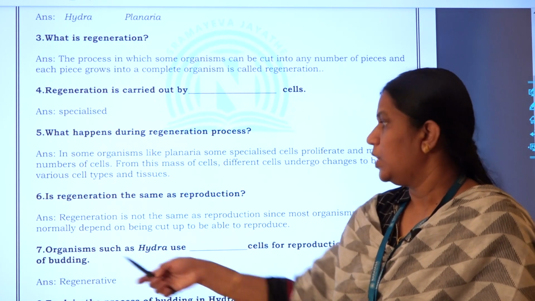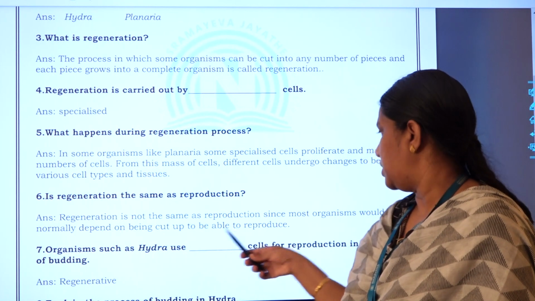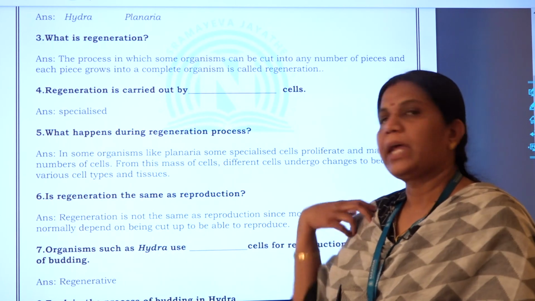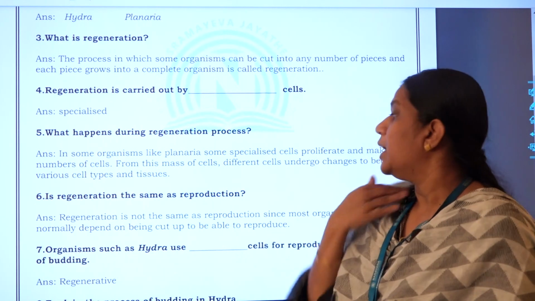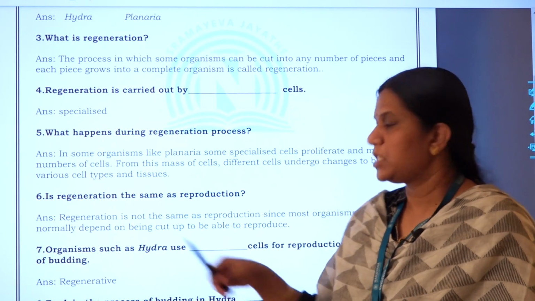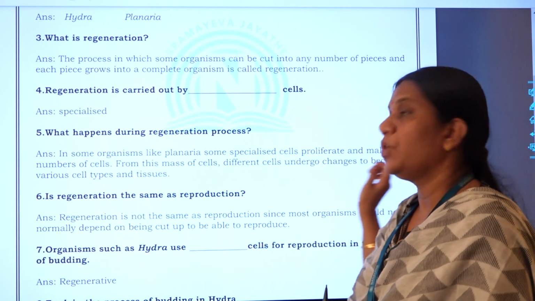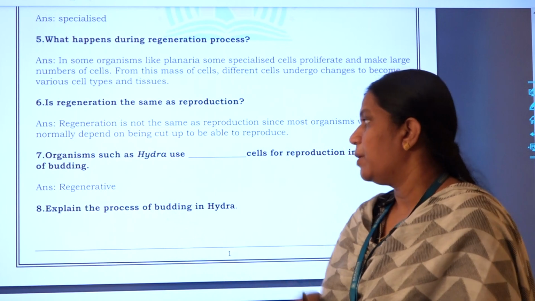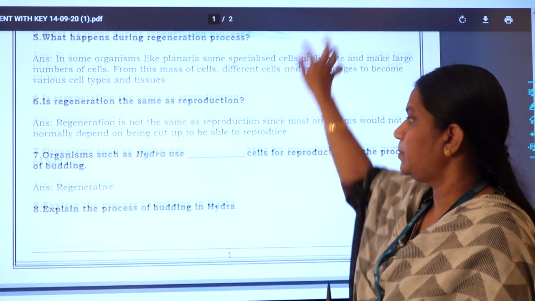Then seventh question, organisms such as Hydra use dash cells for reproduction in the process of budding. Organisms such as Hydra use regenerative cells for reproduction. Then eighth question, explain the process of budding in Hydra.